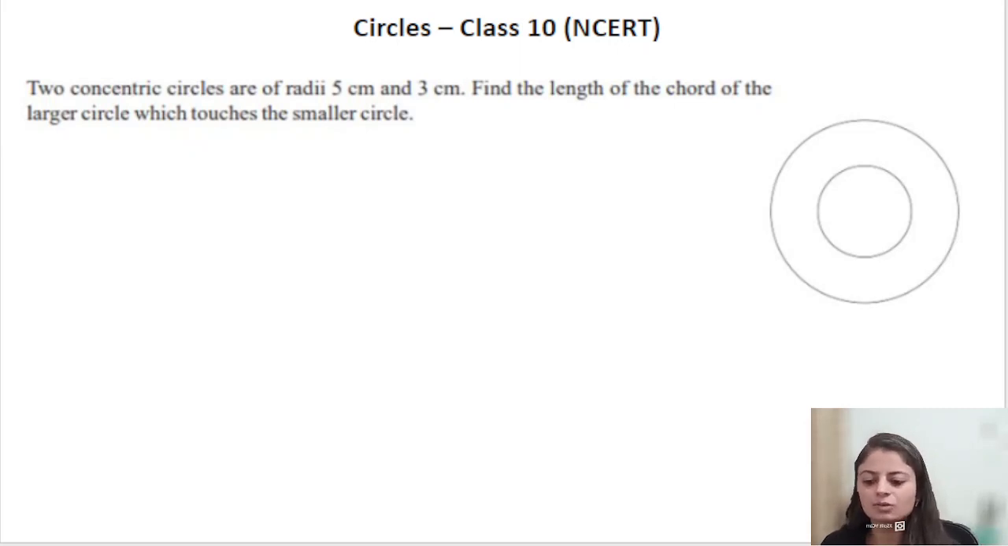सो जल्दी से हम पहले क्वेश्चन रीड कर लेते हैं। सो द क्वेश्चन सेज टू कॉन्सेंट्रिक सर्कल्स आर ऑफ रेडियाई 5 सेंटीमीटर एंड 3 सेंटीमीटर. Find the length of the chord of the larger circle which touches the smaller circle.